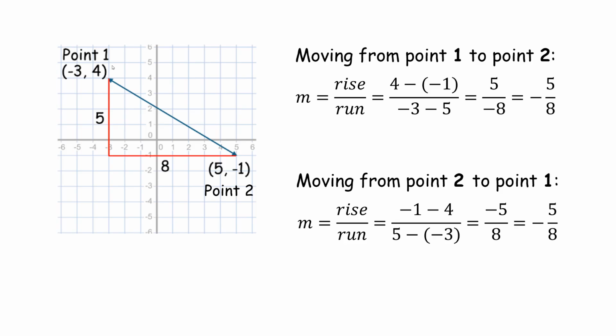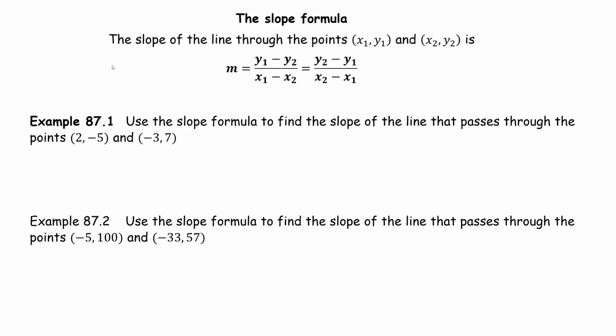So if we did it the other way around, if we started with point 2 and subtracted the coordinates in point 1, we would do it the other way around. So we would say negative 1. We start with the negative 1 for our y, and then subtract 4, the y coordinate from point 1. And on the bottom, we'd have to do it in the same direction. We'd have to start with our x coordinate in point 2, which is 5, minus the x coordinate in point 1, which is negative 3. And of course, no matter which way you do it, you get the same slope. You still get negative 5/8. It doesn't matter if you go from point 1 to point 2 or point 2 to point 1, but don't mix them up.